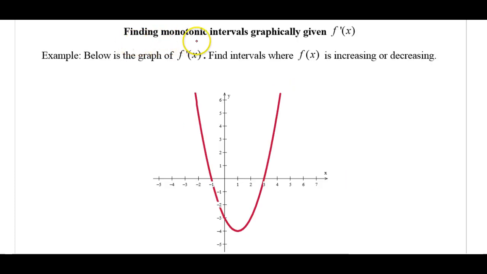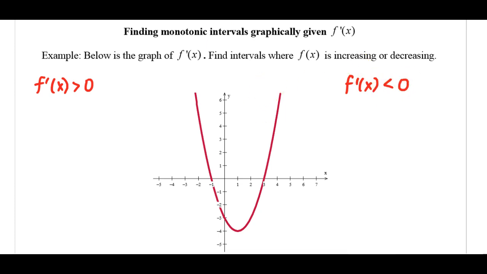Alright, so now we're going to find monotonic intervals graphically given f prime of x. So now we're starting off the problem giving you the graph of the derivative function. So in this example, we have the graph of f prime of x. Find the intervals where f of x, the original function, is increasing or decreasing. So remember that the original function is increasing where the derivative is positive. So what we're being asked to find is, where is f prime of x greater than 0 and where is f prime of x less than 0.